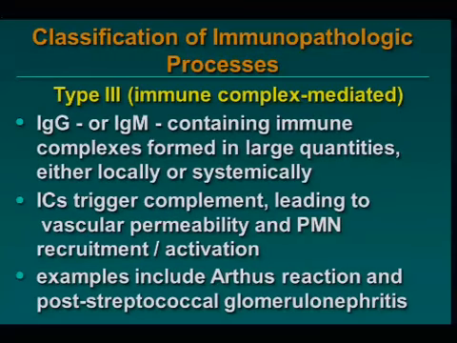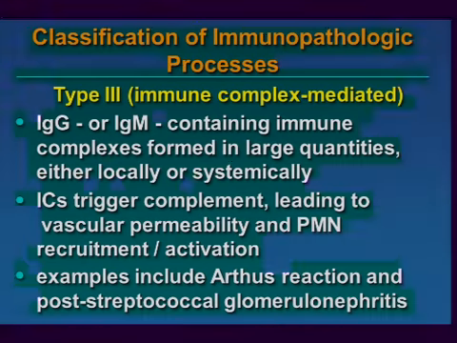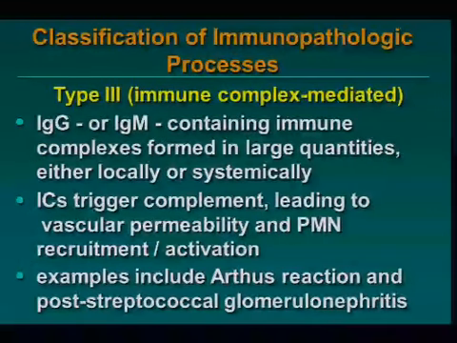Then you have type 3 hypersensitivity, which involves the deposition of immune complexes. Immune complexes are large groups, chemical lattices of antigen and antibody stuck together to the point that if they get big enough, they can precipitate out of solution. What happens is these immune complexes get deposited into things like big filters: lungs, kidneys, et cetera.